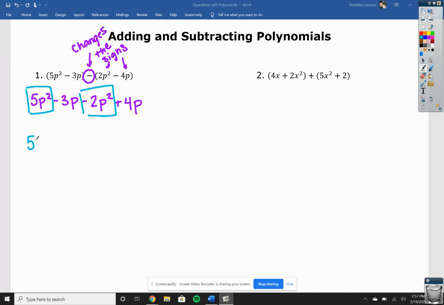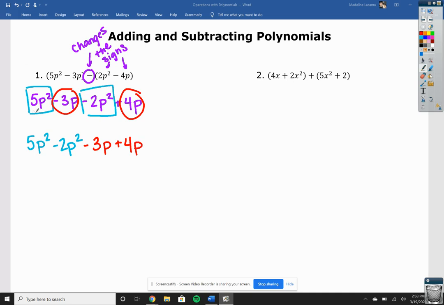So I'm going to write those two next to each other because I know I'm going to have to combine those. And if you can combine those in your head, you can go ahead and do that. But I'm going to write them next to each other just so I don't get confused. And then our next highest degree is negative 3p. And the same degree as negative 3p is this positive 4p. So I'm going to write these next to each other. So minus 3p plus 4p.